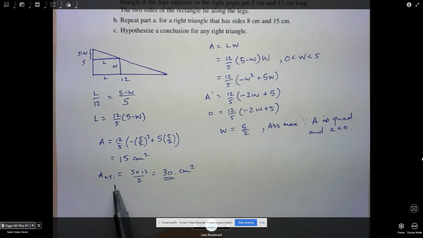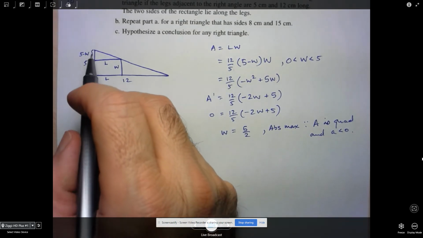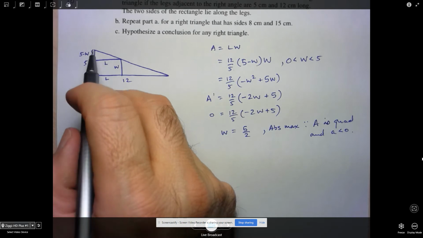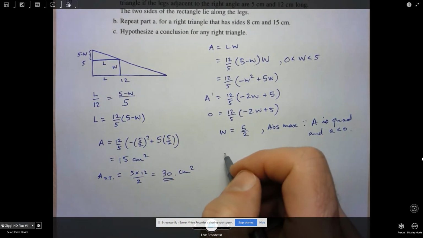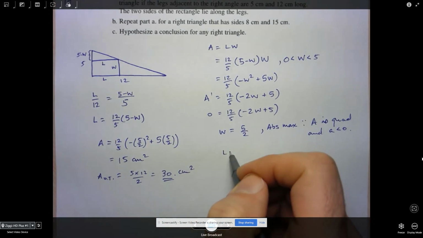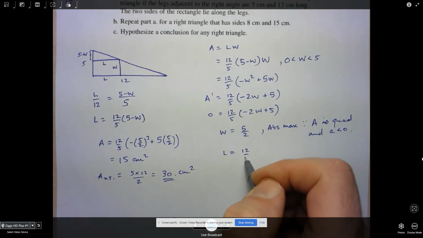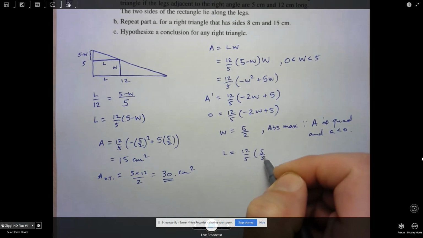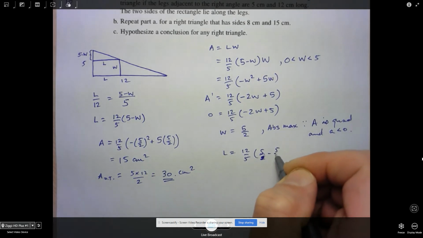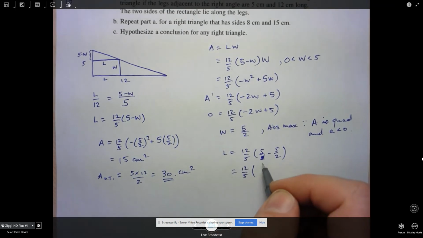And in fact, even though we don't have to find the length, I do notice that the width, 5 over 2, is exactly half of the length of this side of the triangle. And so if we find the, sorry, that was the width. So now if we find the length of this rectangle here, what do we have? We have 12 over 5. I'm just using this equation here. 5 minus 5 over 2. Tried to go too fast there. And of course, this is just going to be 5 over 2 because it's 5 minus 2.5.